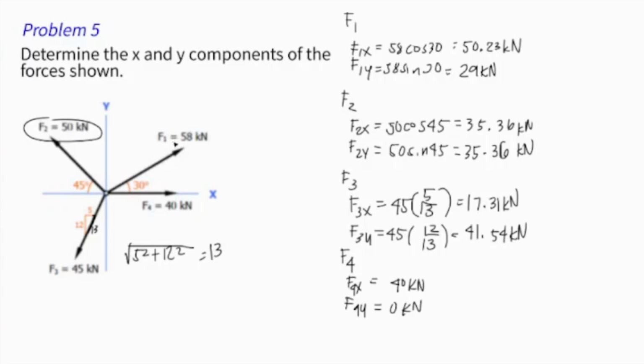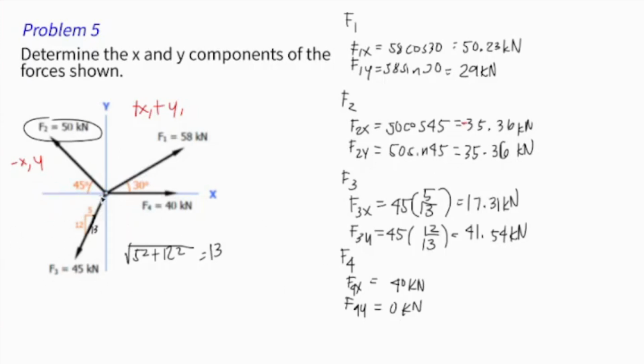So, F1, nasa quadrant 1 siya. So, positive x and positive y values. So, yan, tama na positive tong dalawa. And yung F2 naman is nasa quadrant 2, so negative x and positive y. So, negative kasi papunta sa negative direction yung F2x at papunta sa positive yung F2y. So, negative dapat yung x niyan. So, lagay natin ng negative dito.